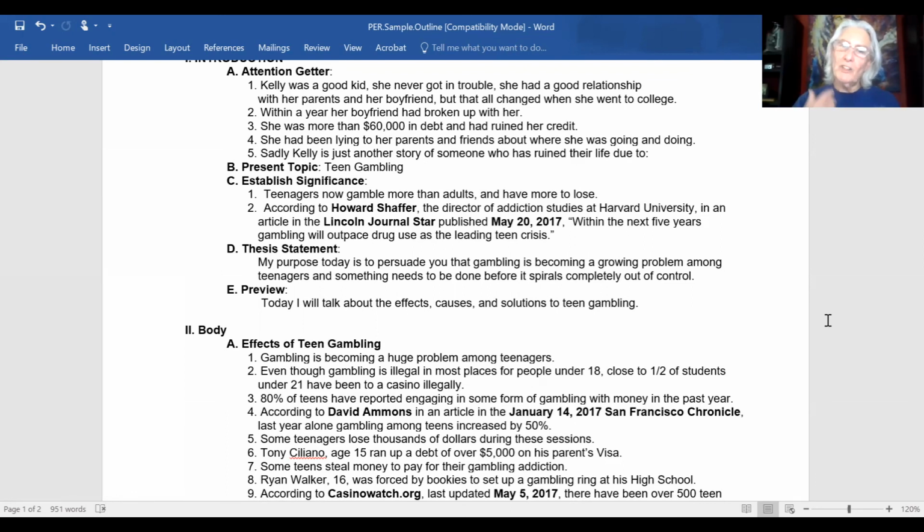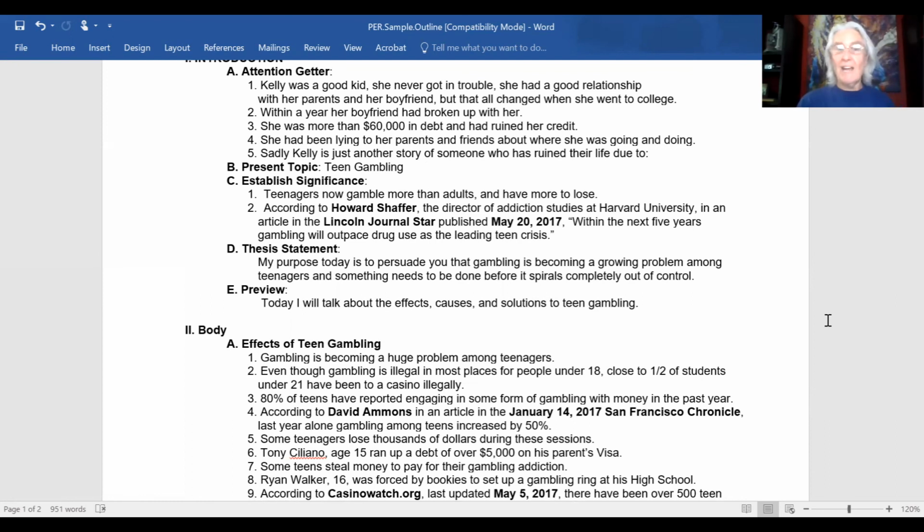So the significance is really important, and what you're really after right here is proving to the audience this could happen to you. The more they believe that, the more they'll be into the speech. And then your thesis statement: my purpose today is to persuade you that gambling is becoming a growing problem among teenagers and something needs to be done before it spirals completely out of control. So you have my persuasive intent. My purpose today is to persuade, and then I clearly state what it is, the problem that we are trying to solve as a result of the speech.